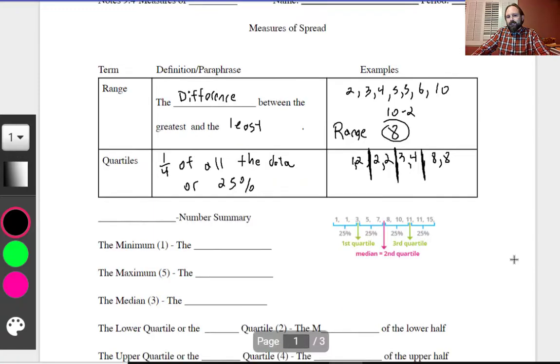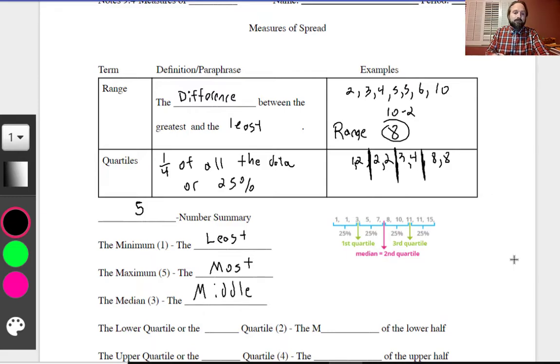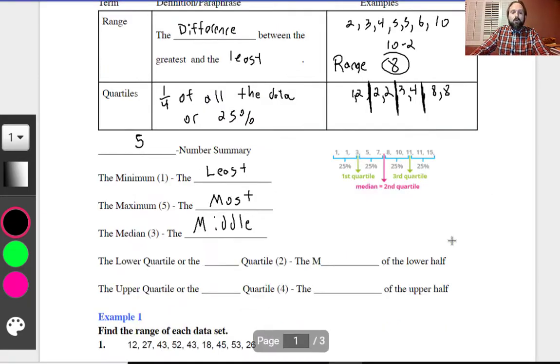But let's go on. So we're going to talk about the 5-number summary. With the 5-number summary, there's 5 things that we have to discuss. First one is the minimum. Minimum, that's the least. All right. The maximum, that's the most. Okay, remember the median starts with an M, middle. And now we're getting into the tricky ones. So we have the lower quartile, or the first quartile.